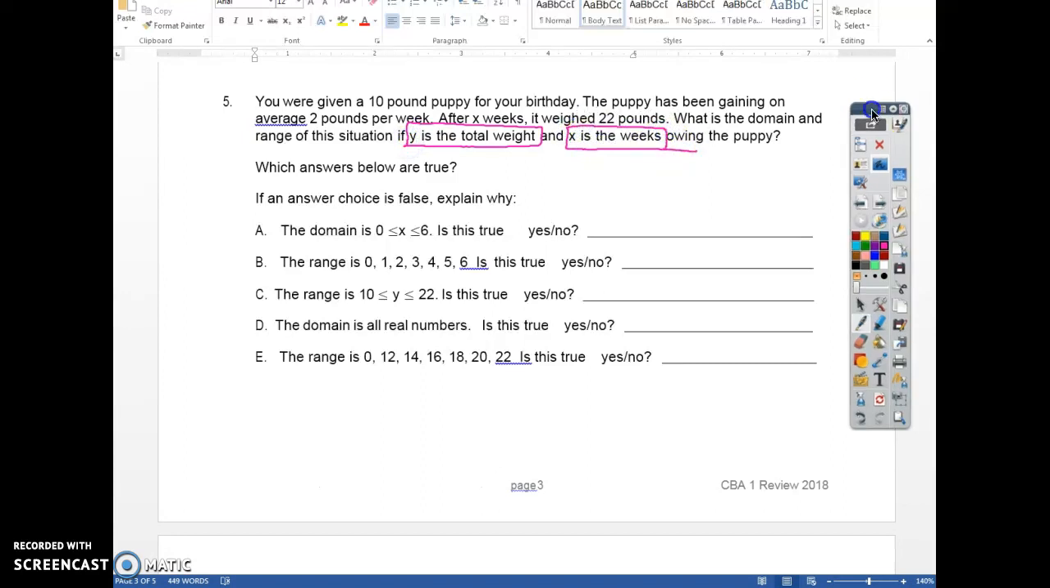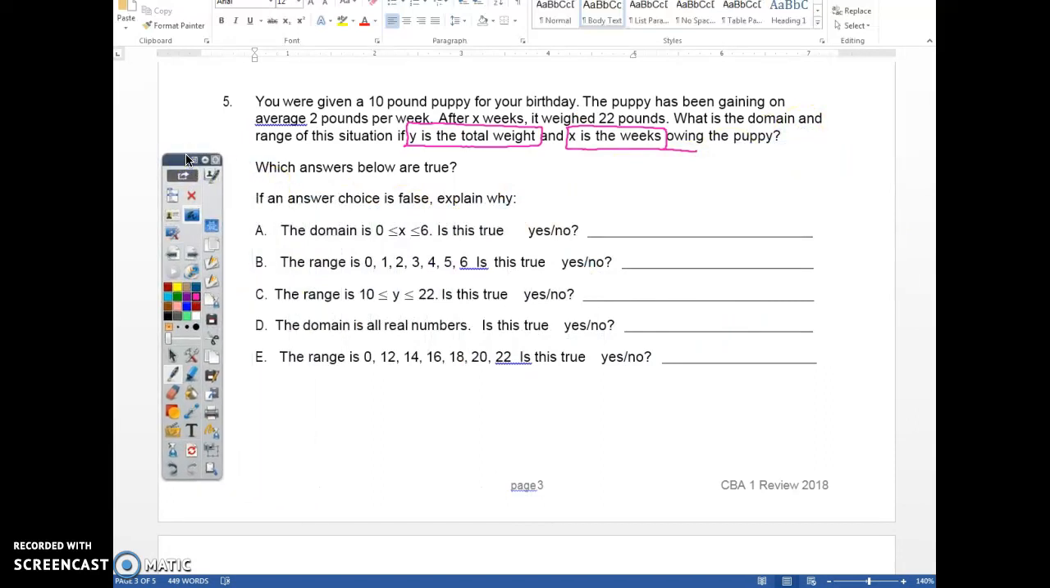So let's write that down. We need a little table over here of that information. X and Y. X is the number of weeks. And Y is the number of pounds. Right? Which one is domain and which one is range? Which one's my domain? The X. So write down domain. And write down range for Y. So I know that my domain is the weeks and that my range is the pounds.